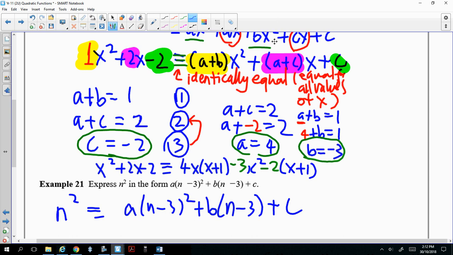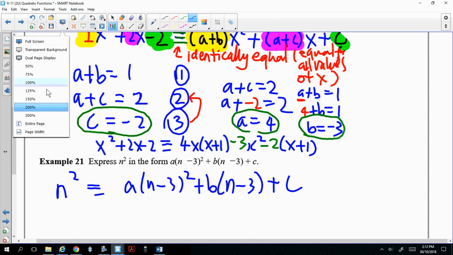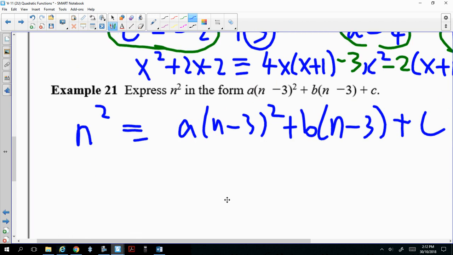Okay, I'm going to show you how to do that. Let's do that now. So you need to use what we call the perfect square formula. First, ignore the a and expand what's inside, n squared minus 6n plus 9, the perfect square formula, and then expand the a last.